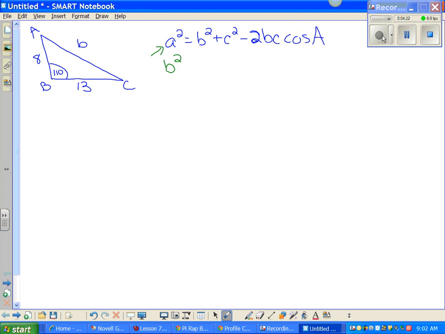So what do you want to call B in this case? 8, sure. And how about C? Good. So those are my two legs, right? So we're going to have minus 2, 8 times 13. There's your B and C. And cosine of 110. So here's your key, right?